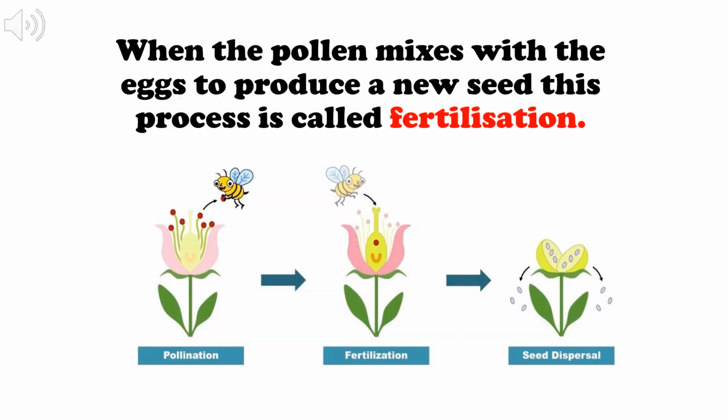When the pollen mixes with the eggs to produce a new seed, this process is called fertilization.